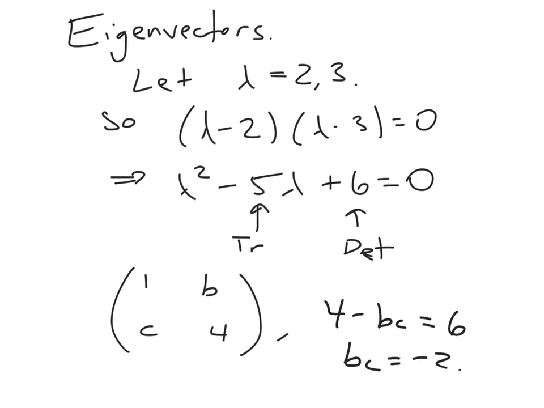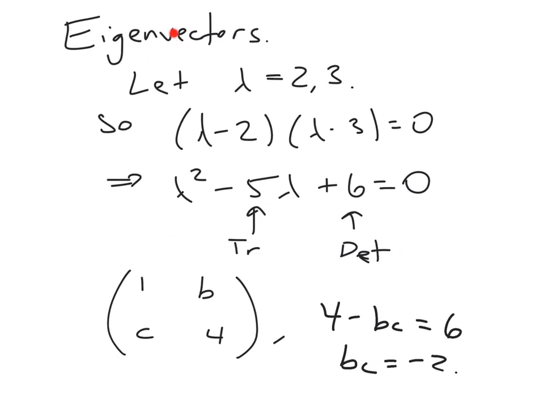Now we're going to find some eigenvectors. So actually, let's start with some lambdas. Let lambda equal 2 and 3. That means that our characteristic polynomial needs to have roots 2 and 3, so (lambda minus 2) times (lambda minus 3) is 0. That multiplies out to this polynomial, and we can read right off of it that the trace of our matrix needs to be 5, and the determinant of our matrix needs to be 6, and we're going to actually construct a matrix that works.